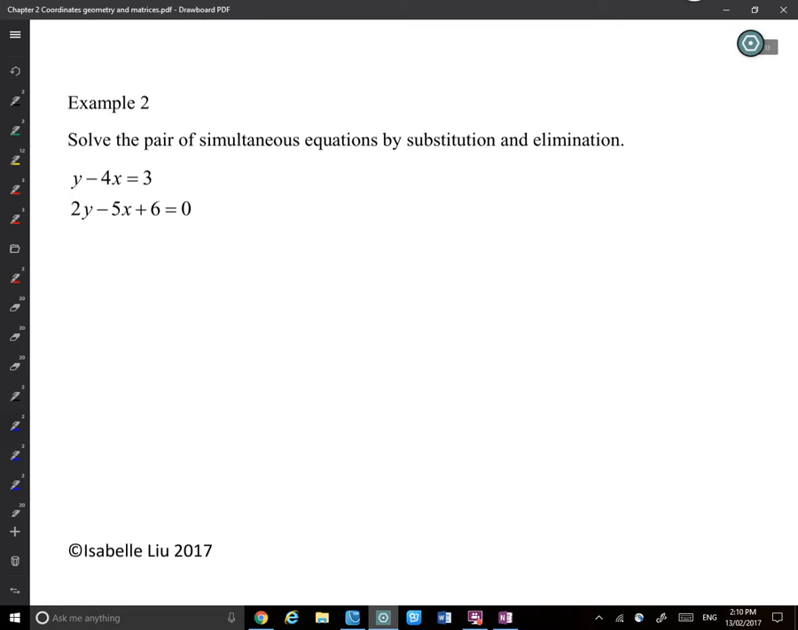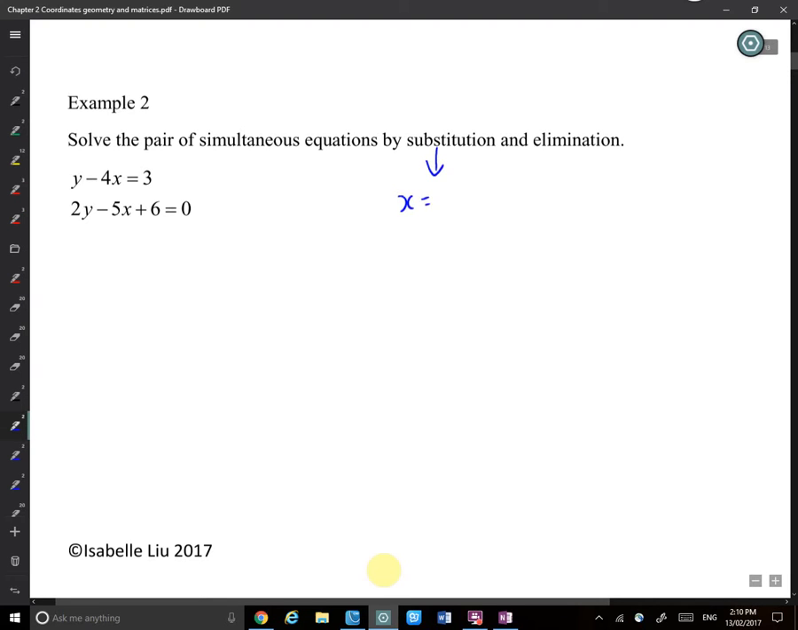For example B, solve the pair of simultaneous equations by substitution and elimination. So we know what substitution is. Substitution is you put one equation into another one. To do substitution, we will make x the subject or make y the subject. To do elimination, we will add or subtract between two equations.